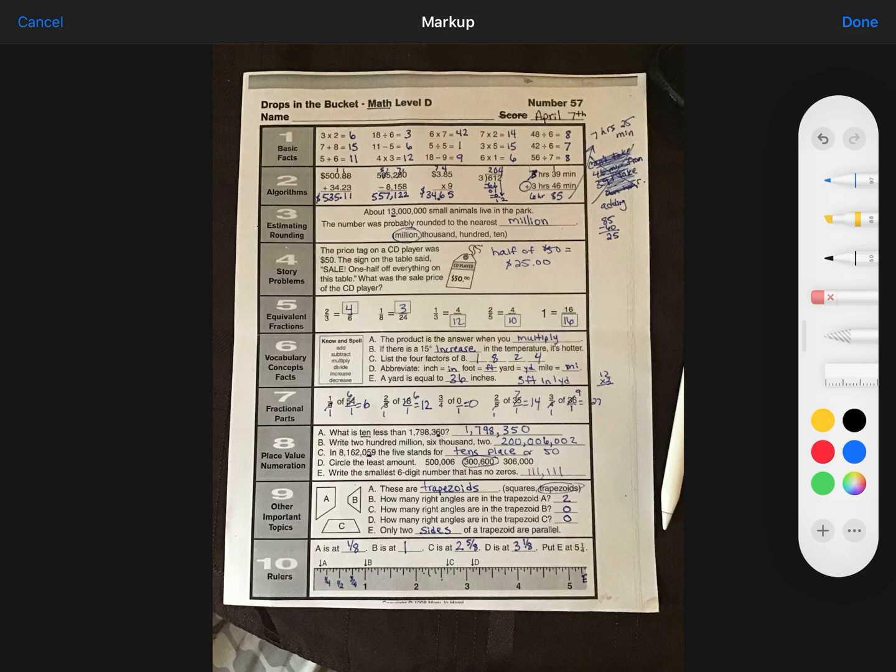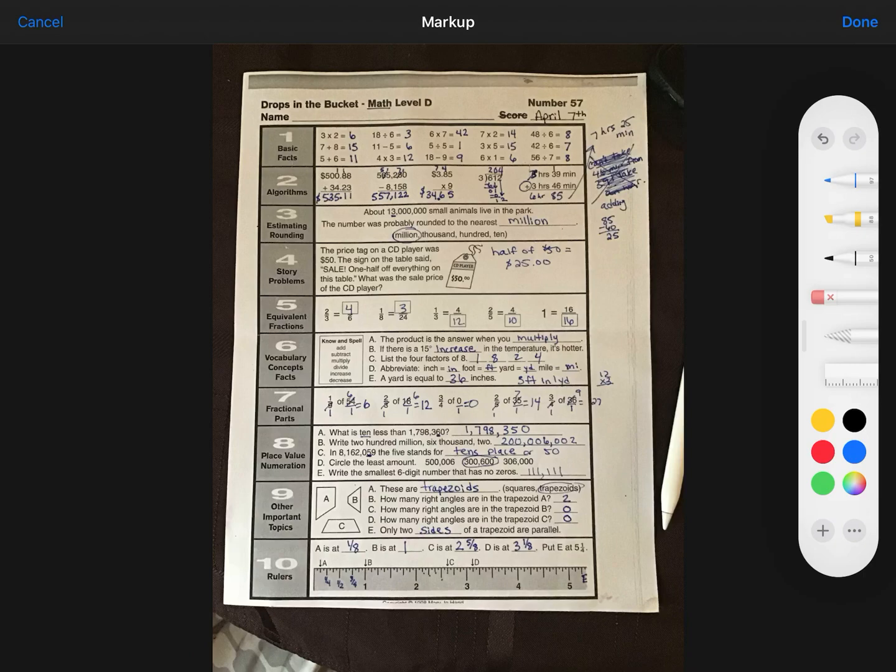Okay, so number 5, equivalent fractions. Just remember, if you multiply or divide the numerator, you have to do the same to the denominator. So 2/3 equals blank over 6. We know we're multiplying because the number's getting larger. 3 times 2 is 6, so 2 times 2 is 4. So we get the numerator 4.